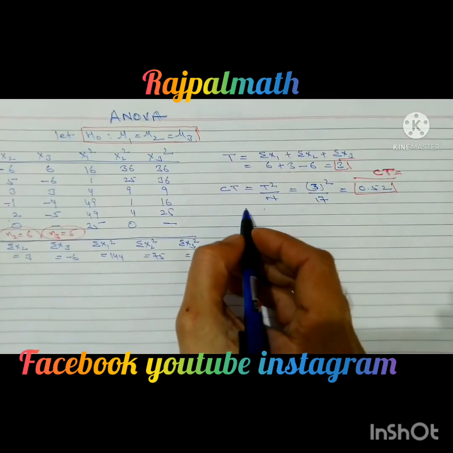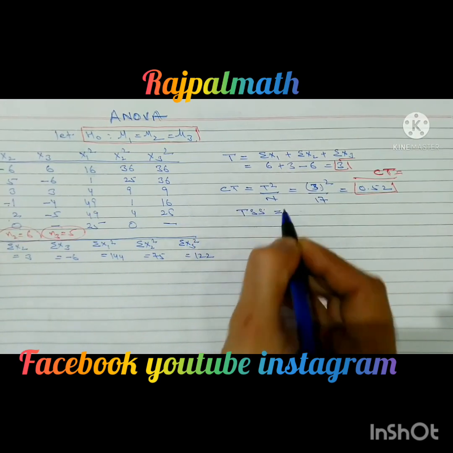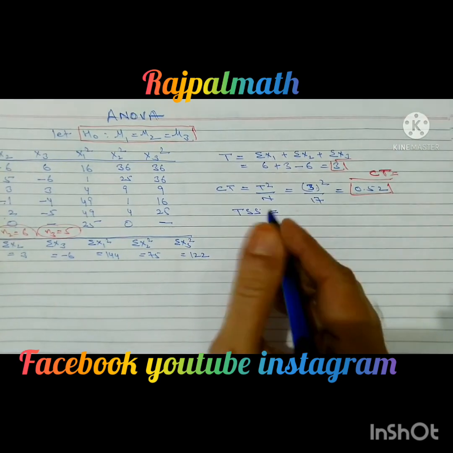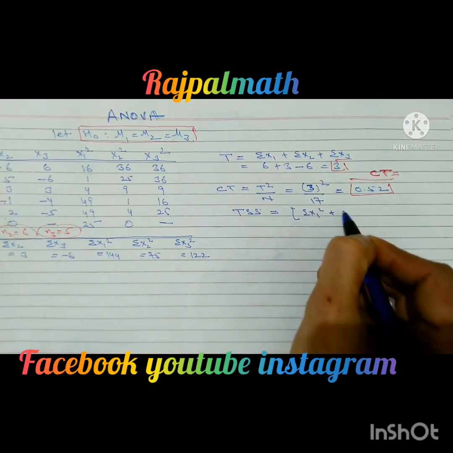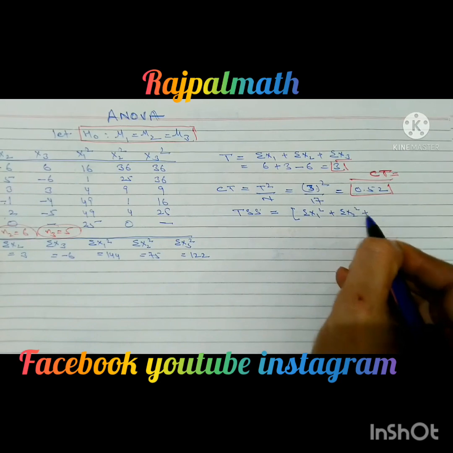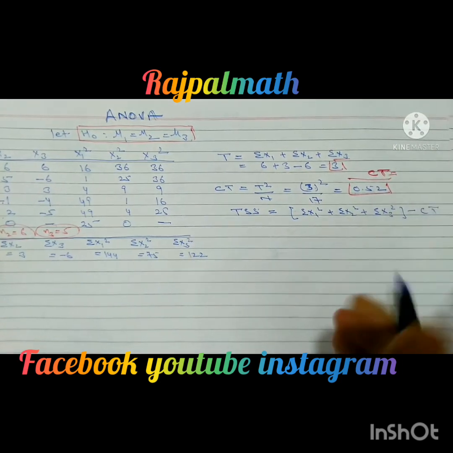Now find the total sum of squares. TSS is total sum of squares: summation x1 square plus summation x2 square plus summation x3 square minus correction factor.